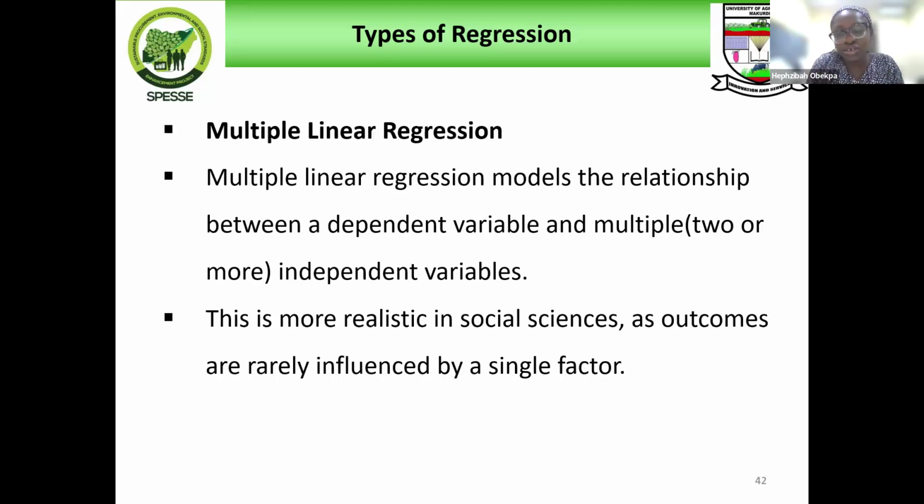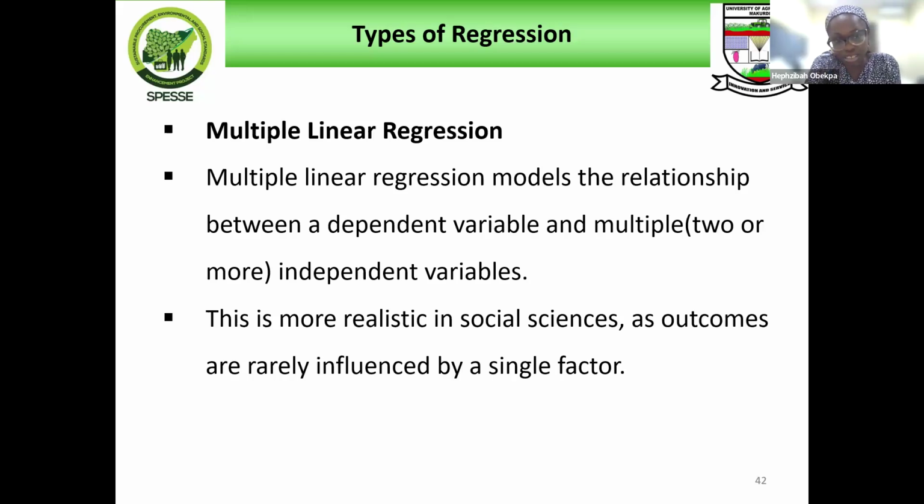For multiple linear regression, you have more than one x, and the truth of life is that one thing cannot just affect your dependent variable. There will be multiple things that affect it, and your ability to capture them makes your model better. Now, multiple linear regression models the relationship between a dependent variable and multiple independent variables. Multiple could be 2, 3, 4, 5, as much as you want to throw into your model that makes sense.